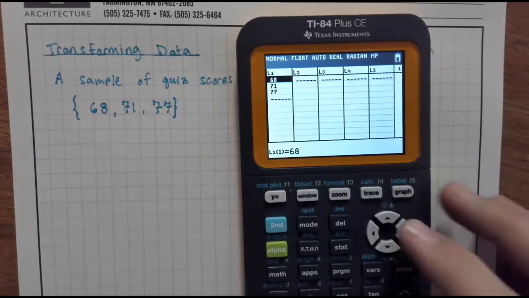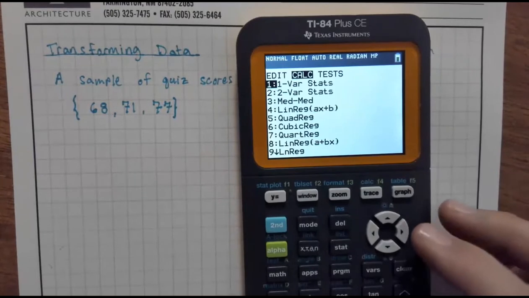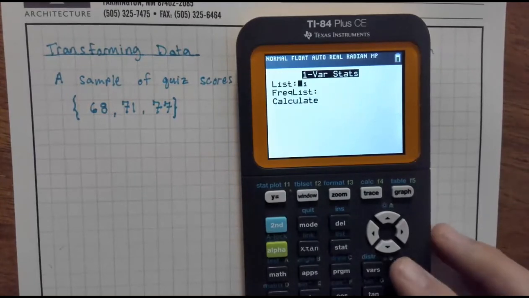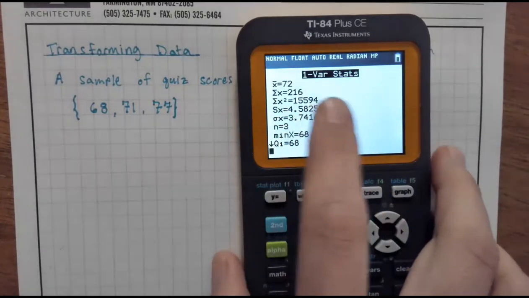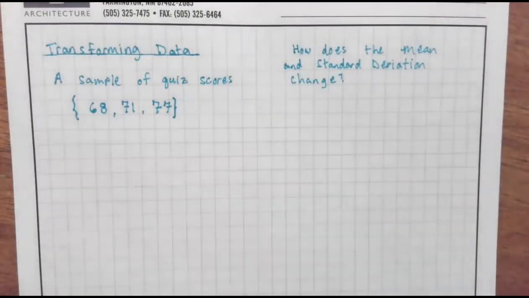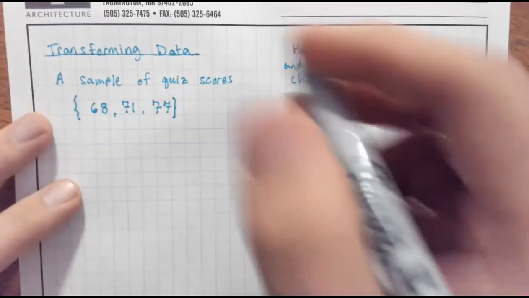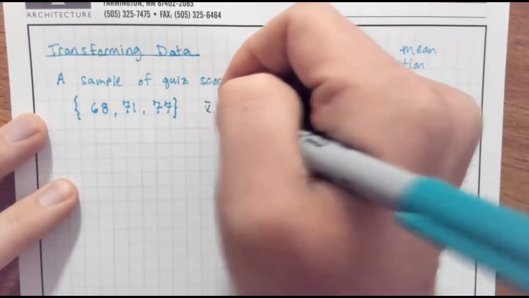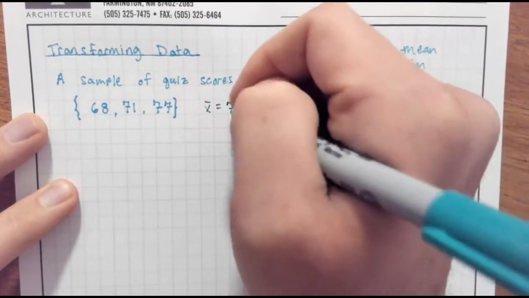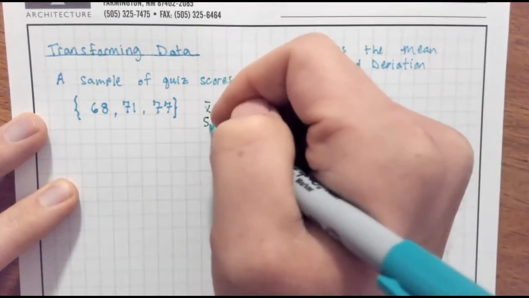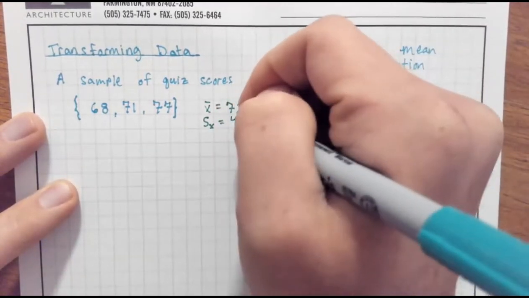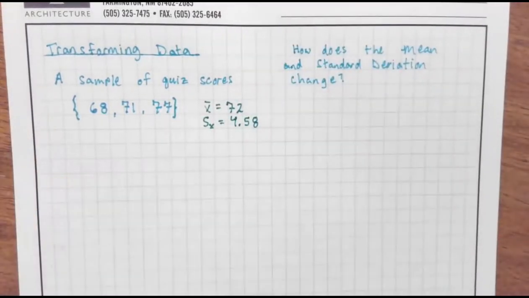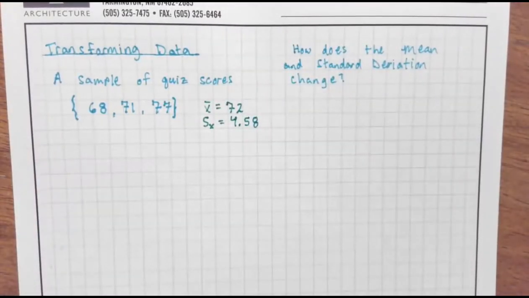So I've got my three scores, and then go back to calculate, and we're doing one variable statistics. So I'll hit enter. I'm just trying to get the mean and the sample standard deviation right now. So we've got a mean of 72 and a standard deviation of 4.58. So again, our mean is 72. The average student scored a 72. And the standard deviation is 4.58.